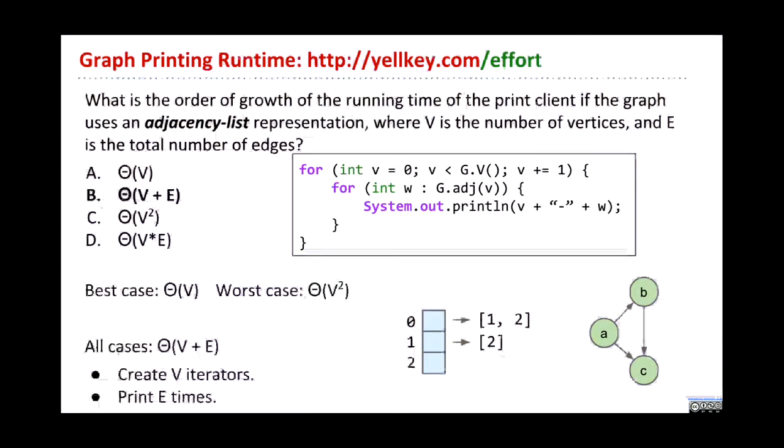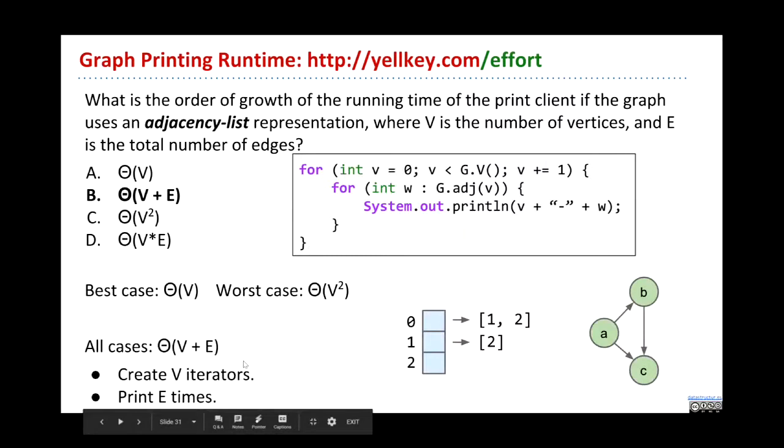So the correct answer is V plus E. It turns out that's a very common runtime in graph algorithms. Usually it's going to be big O of V plus E, but in this case, I can make a theta bound. Here's the basic picture: we're going to create V iterators, and we're going to print E times. The number of different lines that gets printed out is E. And so overall, our runtime will be V plus E.